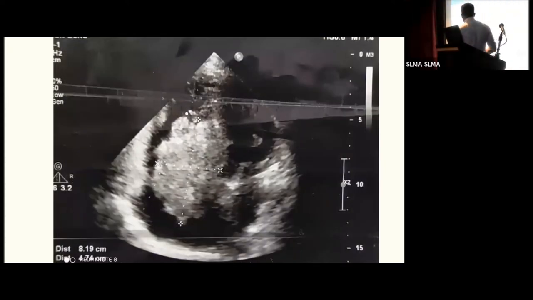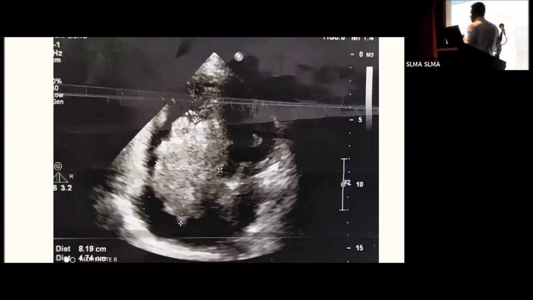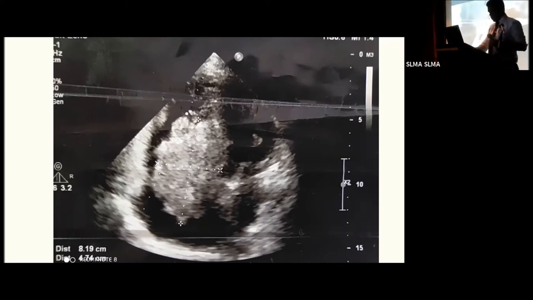It's another view, around 8.19 by 4.7 here. But the actual size of the mass was much larger. It was around 10 to 11 by 6 in the pathologic sample.